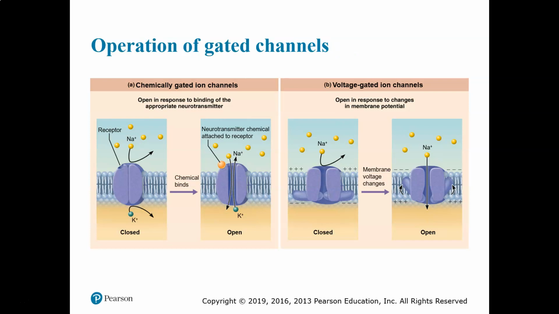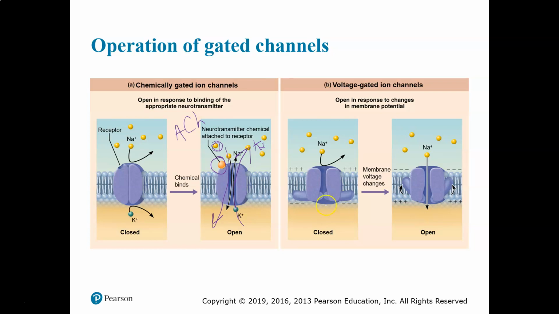Now, here's an example of a chemically gated ion channel. We could say that this neurotransmitter is acetylcholine. It can be any neurotransmitter, but acetylcholine binds, and this causes two things to happen. It causes sodium ions to move in. Sodium is the yellow, and it causes potassium ions to move out. Now, that is the opposite of what sodium potassium pumps do.